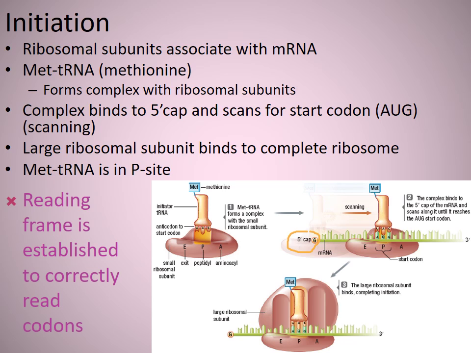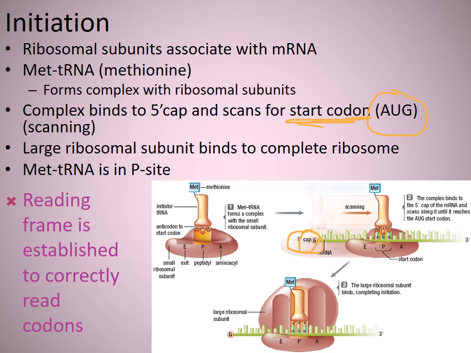Every single polypeptide has a starting codon. It's the same starting codon. What is that codon? AUG, methionine. So this complex, the small subunit with the tRNA molecule carrying this methionine amino acid, will attach itself to the 5' cap and scan the mRNA.